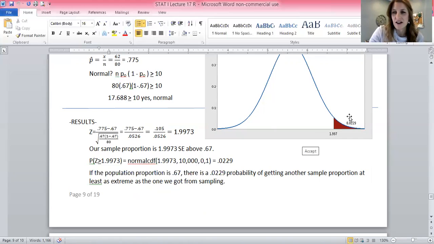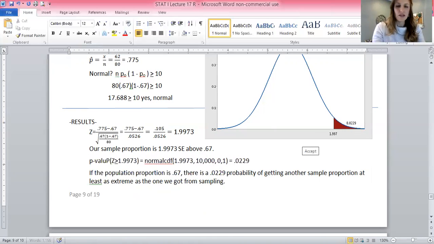I'm going to find the area right here, this little burgundy-ish red color. It's 0.0229. That is my probability. That is my p-value. I should put that right in here. I'm going to say p-value equals, there it is.